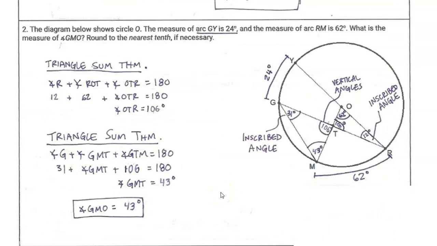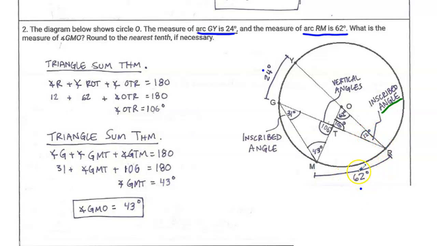For question number 2, it gives us only two pieces of information. It tells us that arc GY is 24 degrees, that's labeled here, and arc RM is 62 degrees, that's labeled here. Using just those two pieces of information, we're able to find three pieces of information right away. One piece of information is this inscribed angle. Since this arc is 24, an inscribed angle is going to be half that measure. Remember, we're not talking about length, we're talking about measure here, so that measure is 12 degrees.